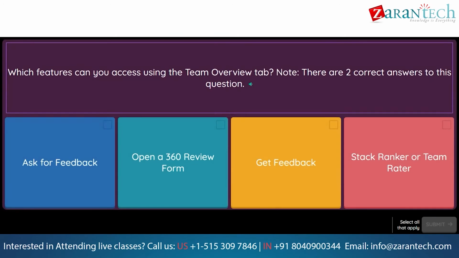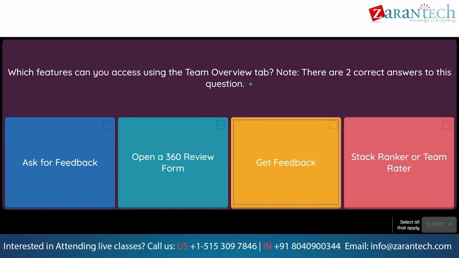Question: which features can you access using the Team Overview tab? Note, there are two correct answers to this question. Option 1: Ask for feedback. Option 2: Open a 360 review form. Option 3: Get feedback. Option 4: Stack Ranker or Team Rater.